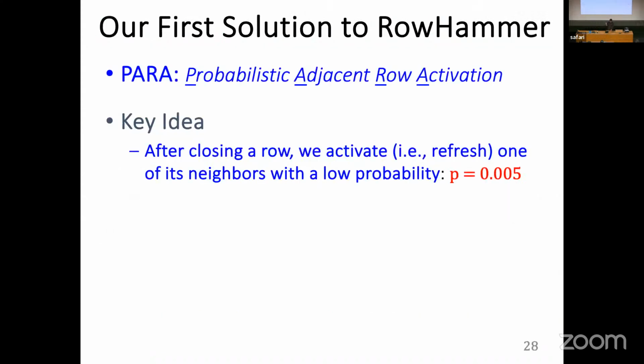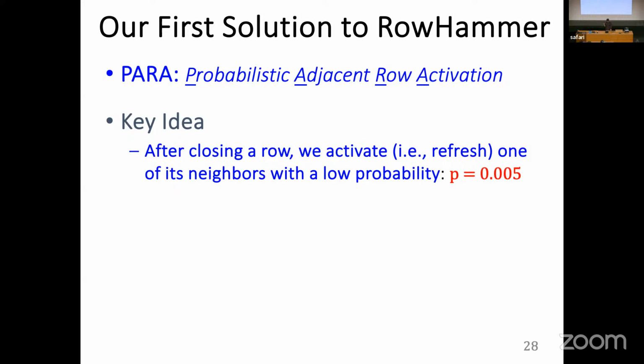So the proposed solution in the paper is called PARA. It stands for probabilistic adjacent row activation. The key idea is very simple. Whenever we close a row, and remember that if we want to access another row in the same bank, we have to close the currently open row first. So when we want to close a row, we roll a dice, and with a very small probability, let's say 0.5%, we will refresh the adjacent rows of the row that we have just closed.